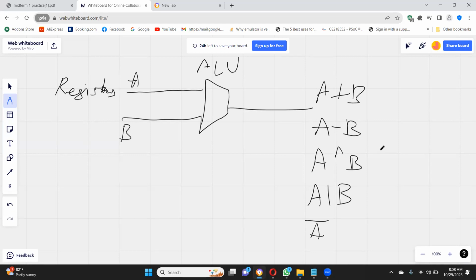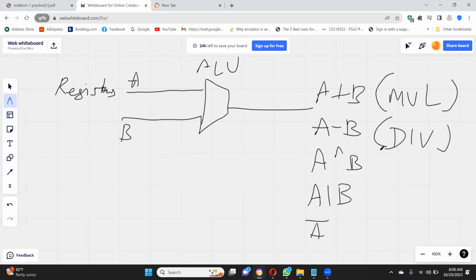It doesn't perform division and multiplication, because multiplication can be done by repeated addition, right? Division can be done by repeated subtraction. Do you understand this? You know this, right? So these are all the basics.